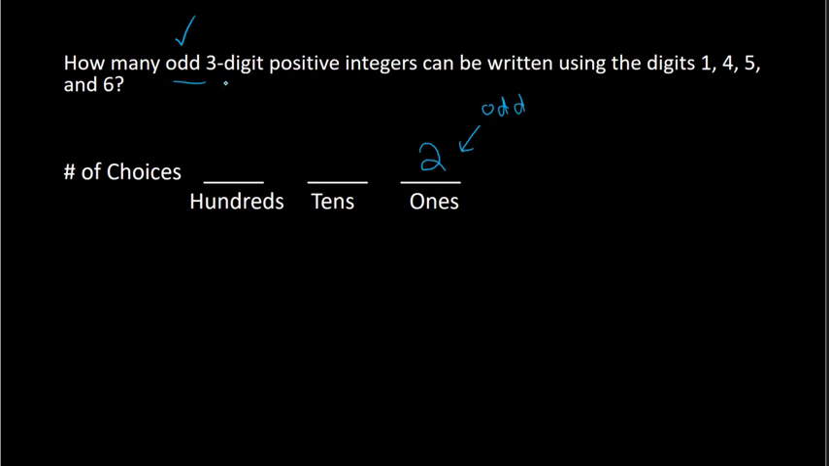Next, it's got to be 3-digit, and it doesn't say anything about being greater than anything or less than anything. So there's really no other criteria other than the fact we have to use 1, 4, 5, and 6. So we have 4 options, 1, 4, 5, and 6 for the hundreds place, and 4 options for the tens place, and then 2 for the ones place. So multiply those together. 4 times 4 is 16. 16 times 2 would give me 32 options.